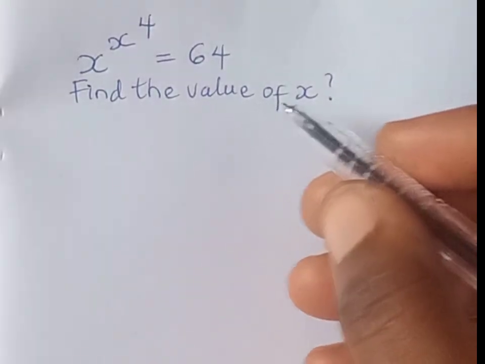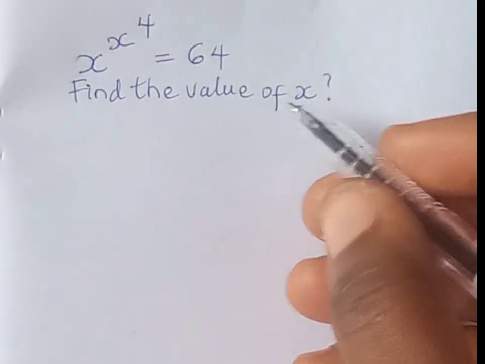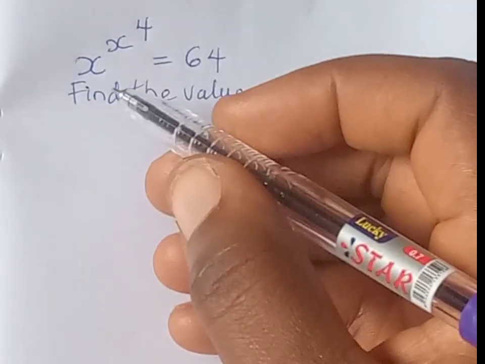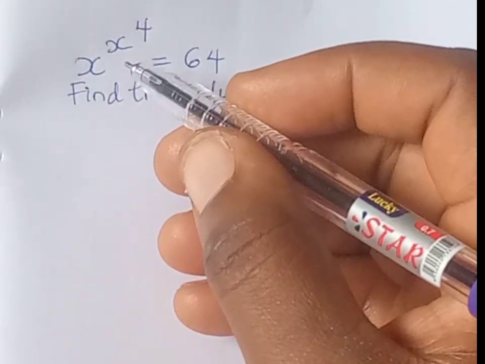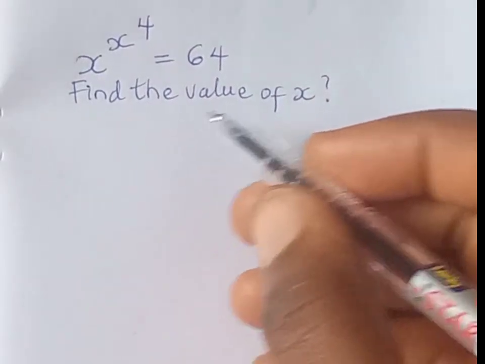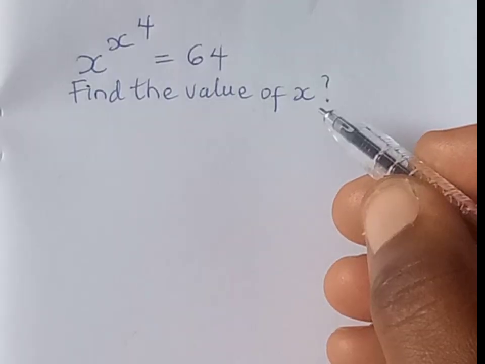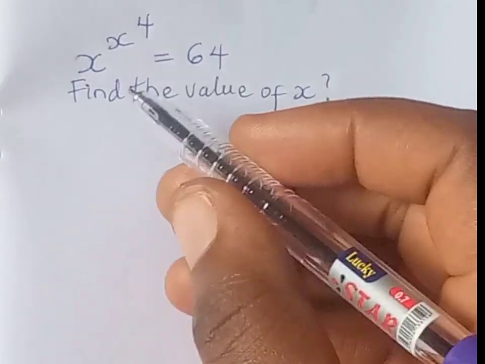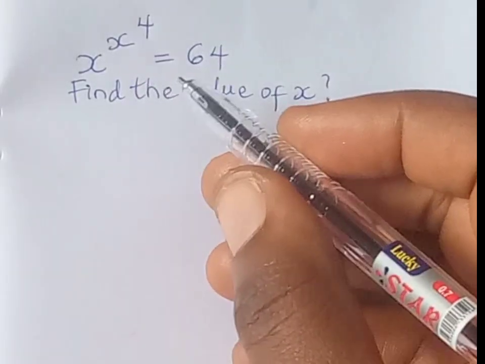Today's question looks simple, but don't let it confuse you. Here is the Olympiad challenge for today, which says x to the power of x to the power of 4 equals 64. Find the value of x. Before we solve anything, let's understand what this equation is all about.